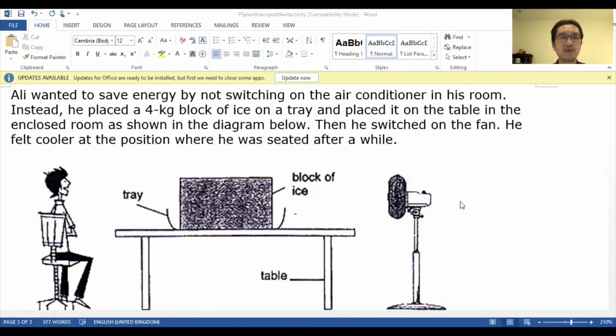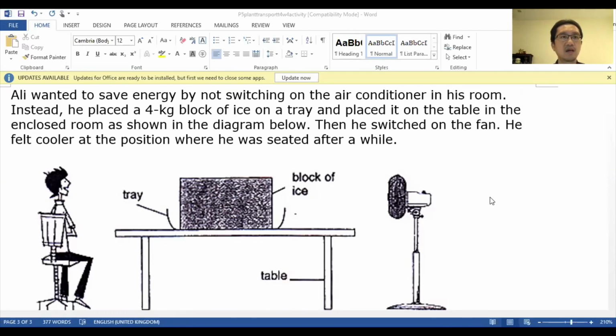Welcome to this episode of Answer a Science Open-Ended Question. Here we have a question that is very commonly tested, especially since it's from the topic of states of water. So let's look at how to tackle this question.